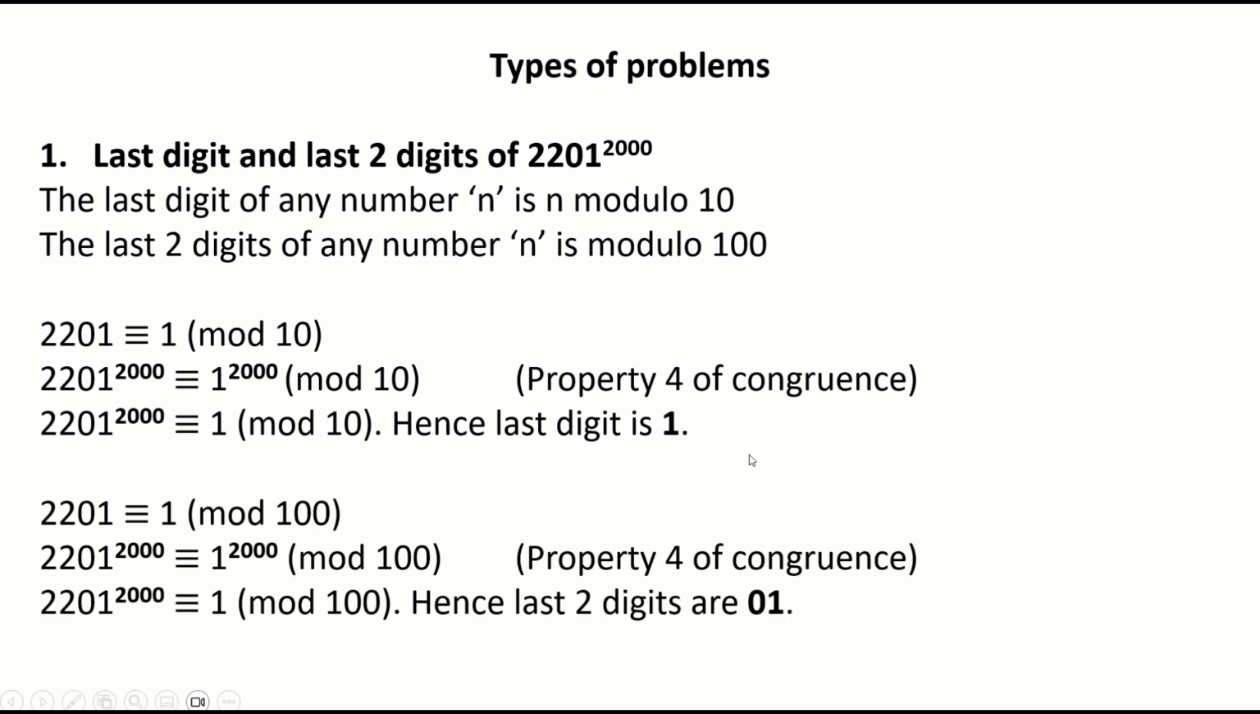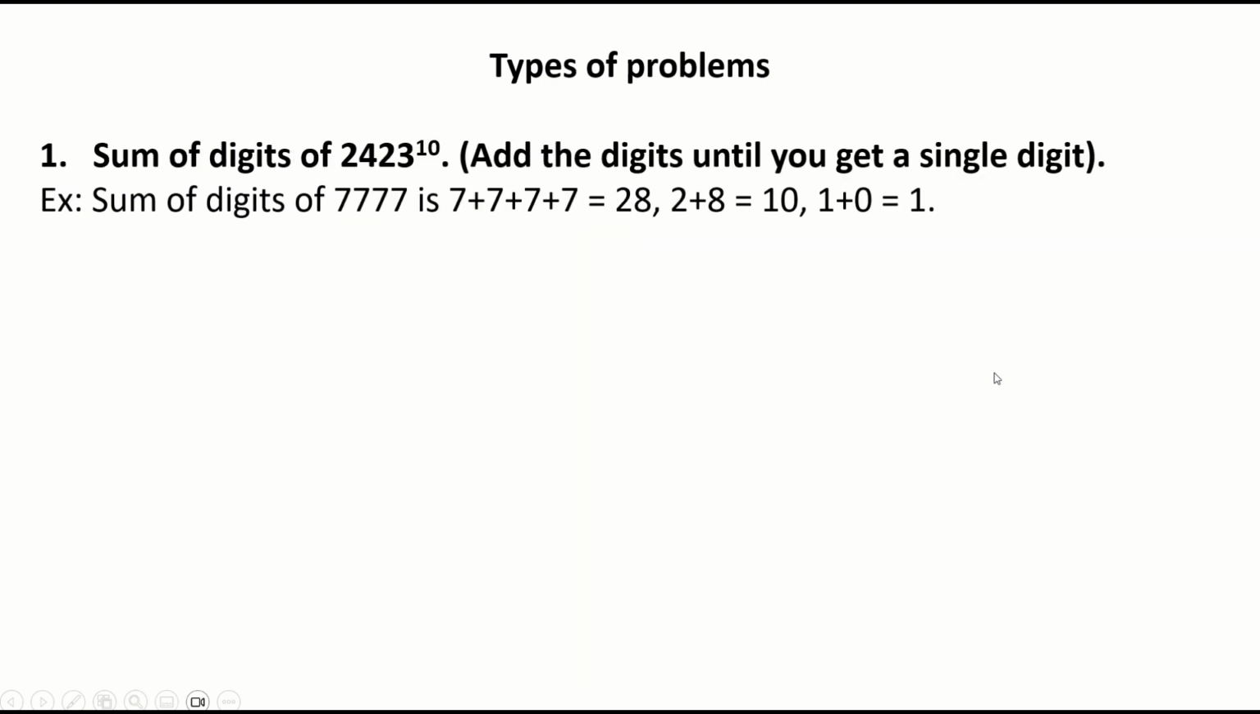The same way we can do it for the last two digits. That is, 2201 is congruent to 1 modulo 100. So 2201 to the power of 2000 is also 1 to the power of 2000 modulo 100, which means the remainder is 1. So the last two digits are 0, 1. This is one type of problem which you can solve with this.